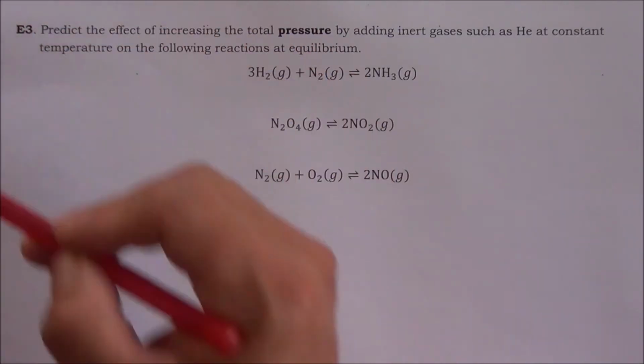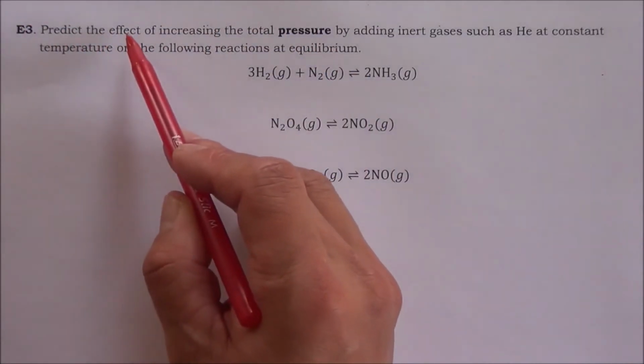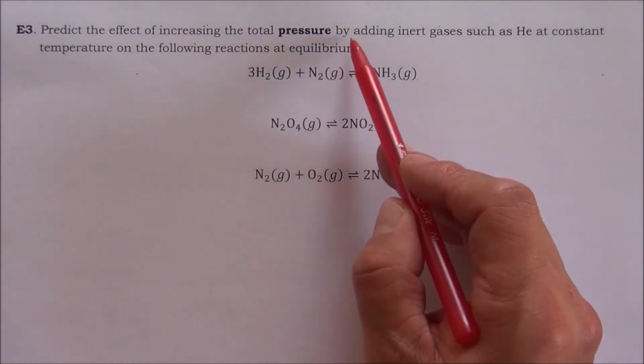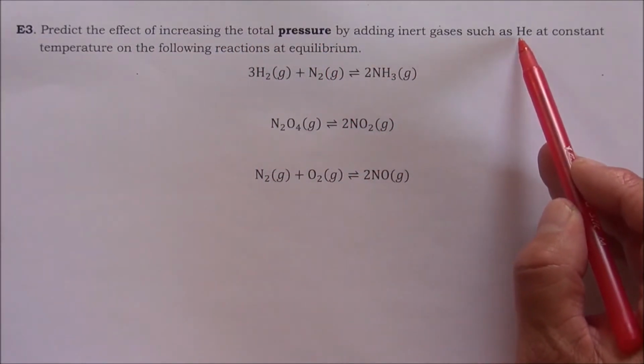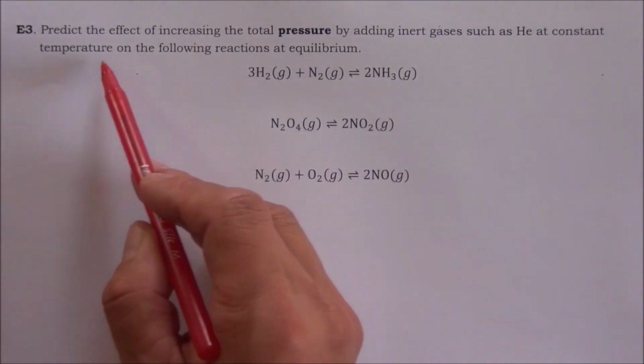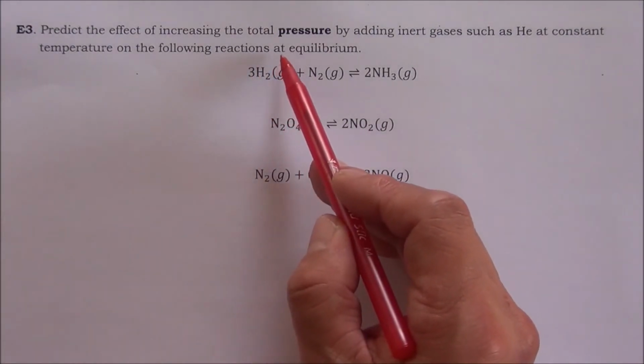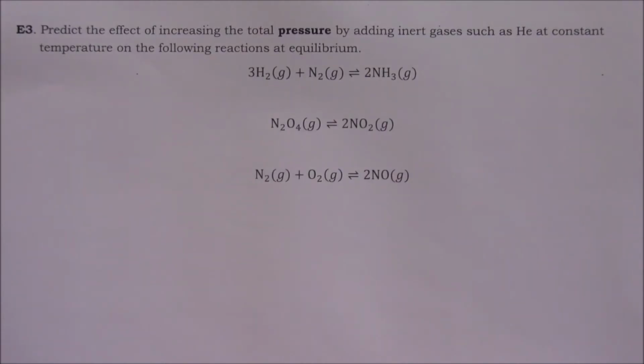Now let's look at the third example. Predict the effect of increasing the total pressure by adding inert gases, such as helium, at constant temperature on the following reactions at equilibrium. Although, when we add inert gases to the equilibrium mixture, the total pressure can increase, the partial pressures of all gases will not change. Therefore, when we add inert gases to any chemical reaction, there will be no effect to the equilibrium.